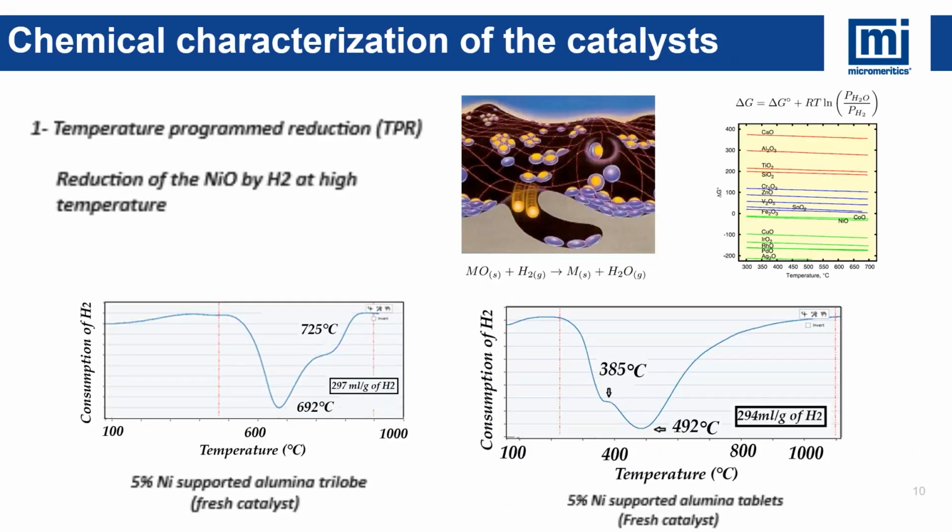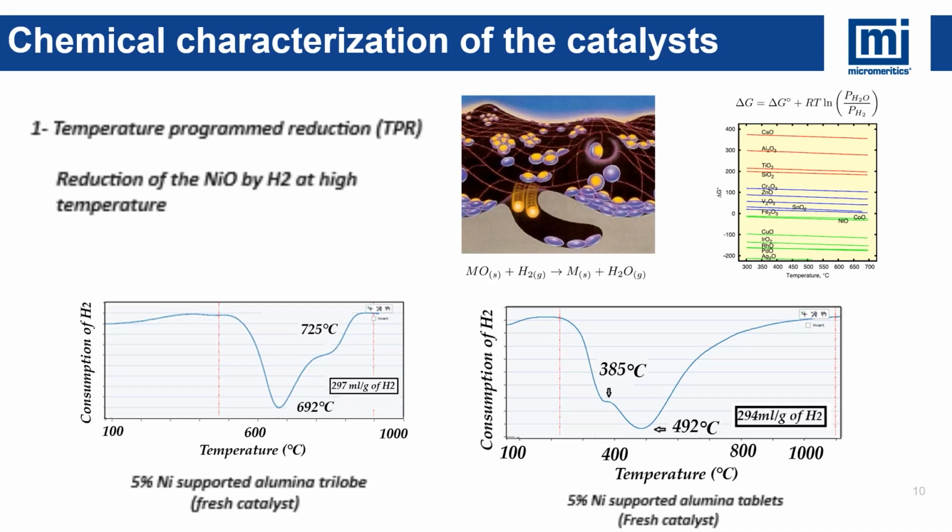After we finish with the characterization of acid sites, now we follow with the chemical characterization of the catalyst. In this case, we use, as I said before, the first technique, which is widely used in catalysis, TPR, or temperature programmed reduction of the catalyst.